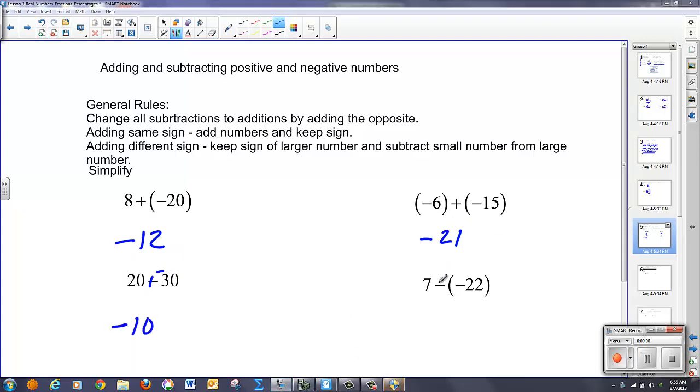Again, I have a subtraction here, and you'll notice that I'm going to add the opposite of negative 22, which is positive 22. I now have the same signs, so I keep that sign, which is a positive, add the two numbers, get 29.